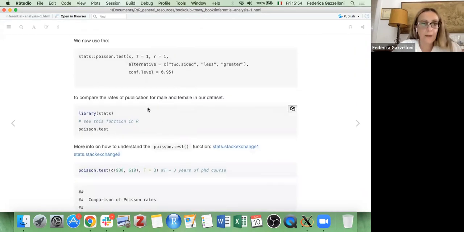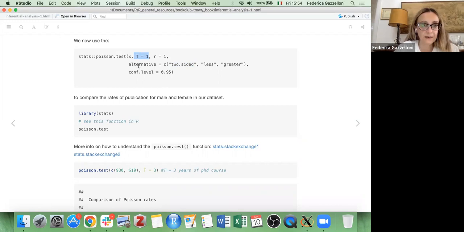So about our data, when we want to use this Poisson test, this function is from the stats package. You have this alternative option that you can use. You can do a test which is two-sided, less or greater. In this case, we do a two-sided test because when we set the average, we want to reject the null hypothesis, that they are not equal. We want to look at the two-sided, so at the difference. Then the T is the time frame. In our case, it's 3 years.